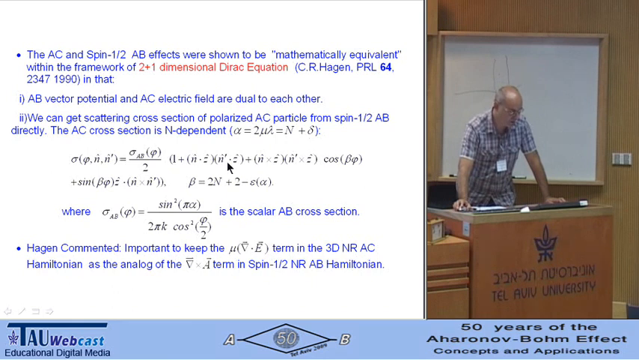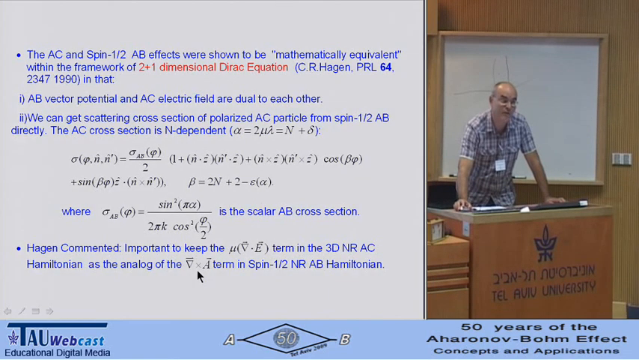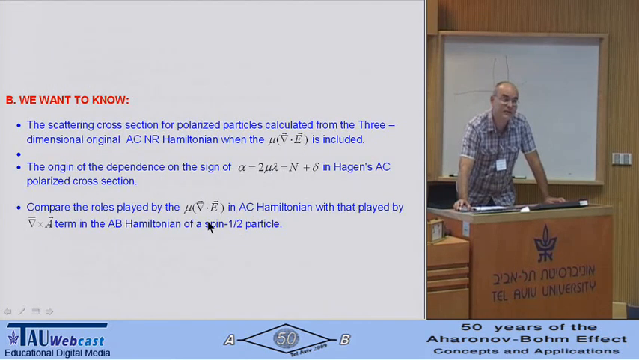Hagen commented that it's important to keep the mu div E term in the three-dimensional, non-relativistic original AC Hamiltonian, because this is just the analog of the curl A term in the spin 1/2 theory. Now, what we want to know is, if we start from the onset with the div E term included and calculate the scattering amplitude of the Aharonov-Casher Hamiltonian, what we'll get.